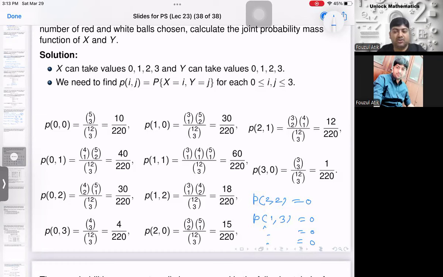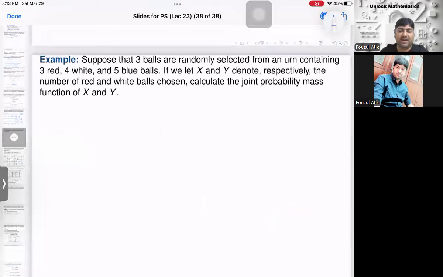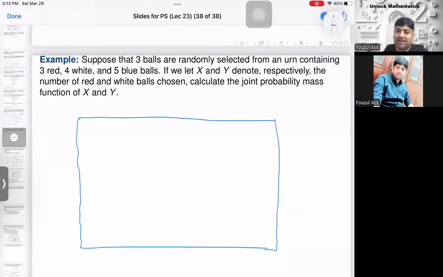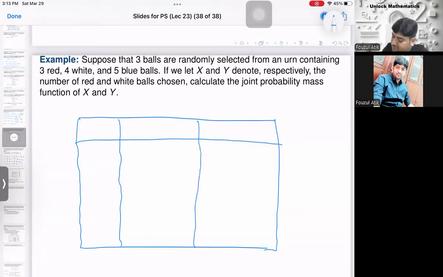difficult to manage, right? So what we can do in that case, we will write them in a tabular form, right? How can we write them? So we make a table, and then you make some cells, and for each random variable 0, 1, 2, 3 you have, I'll make 4 rows and 4 columns. Similarly here also 4 rows, 4 columns.